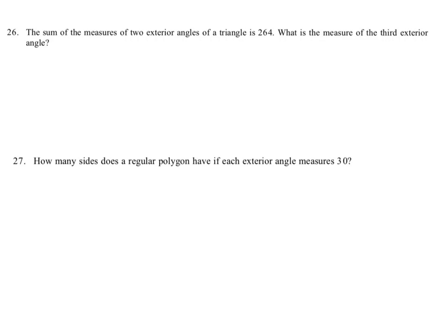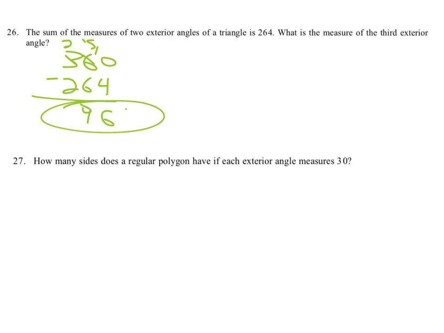Okay, there's a rule that says that all exterior angles sum to 360 no matter what kind of polygon it is. So if two of the exterior angles total 264, then all we need to do is calculate what is 360 minus 264. And we get 96 degrees for that third exterior angle.